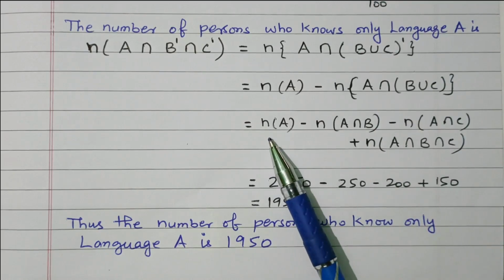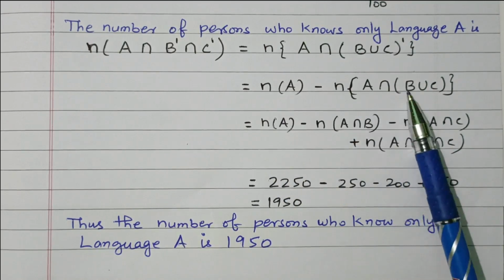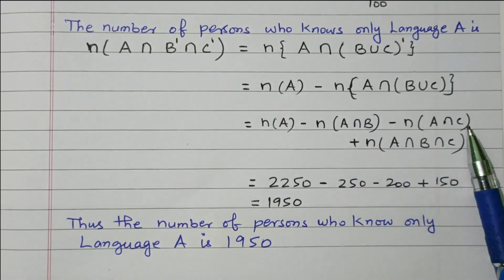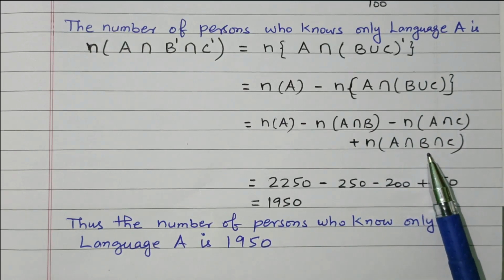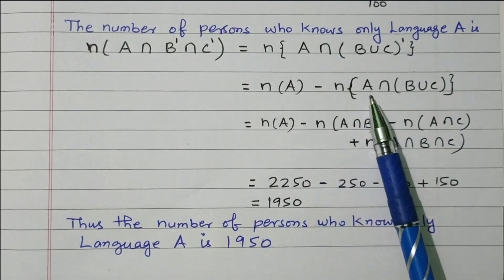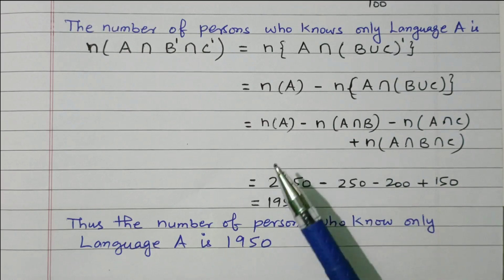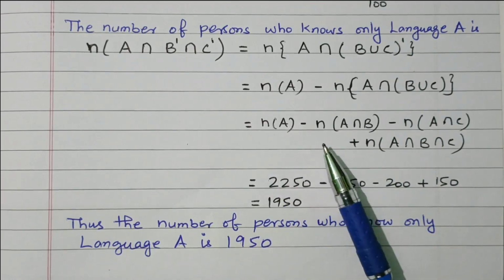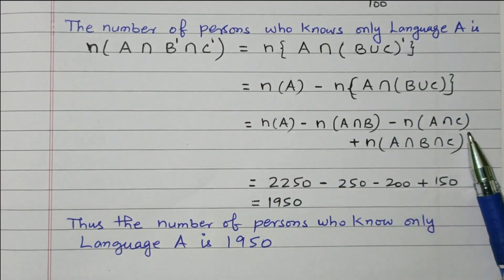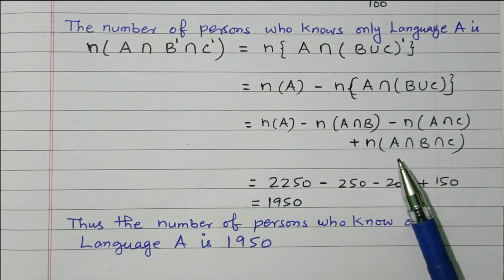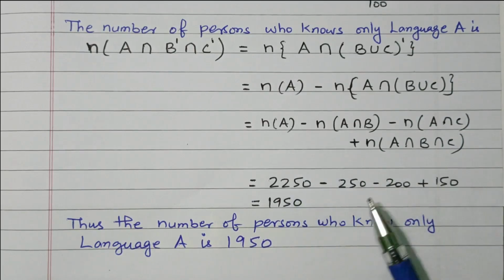So further it can be written as n of A minus n of A intersection B, n of A intersection C plus n of A intersection B intersection C, right? So this formula is again expanded, right? So what we have: n of A minus n of A intersection B minus n of A intersection C plus n of A intersection B intersection C, right?